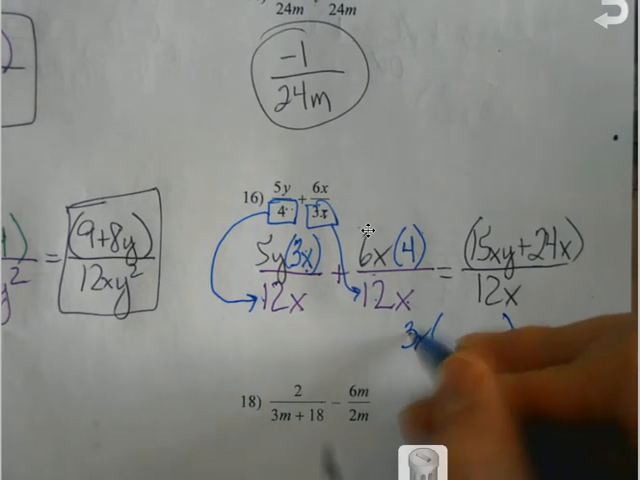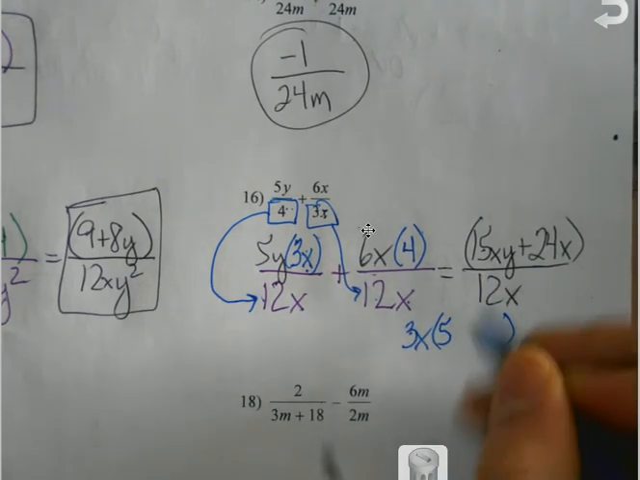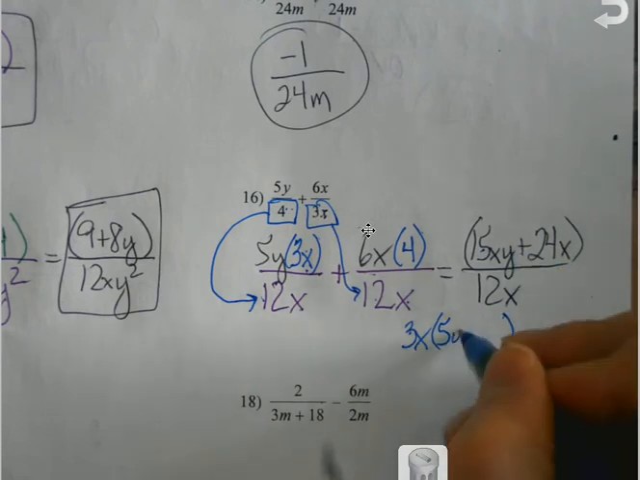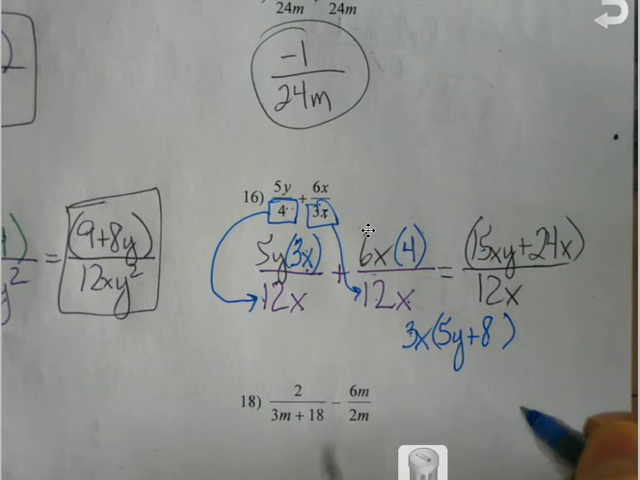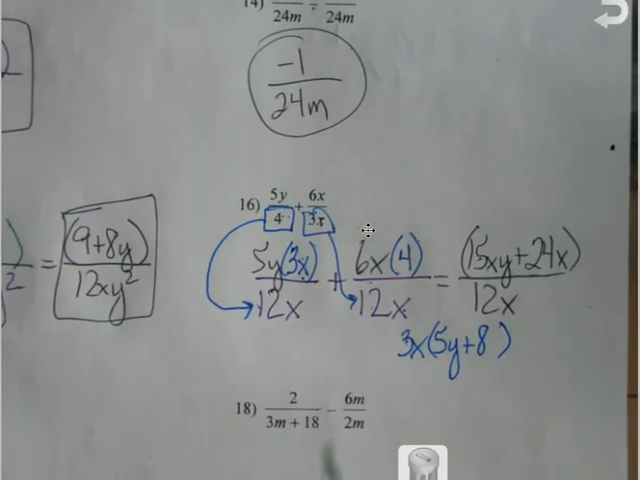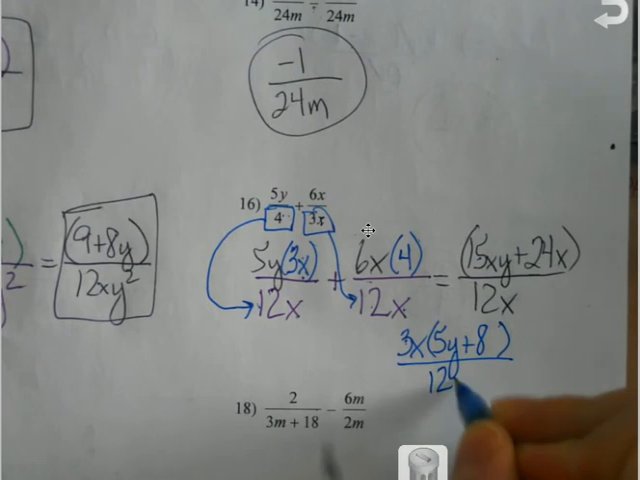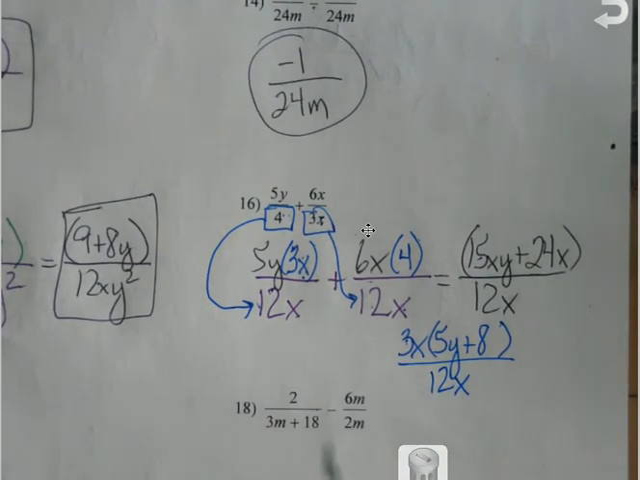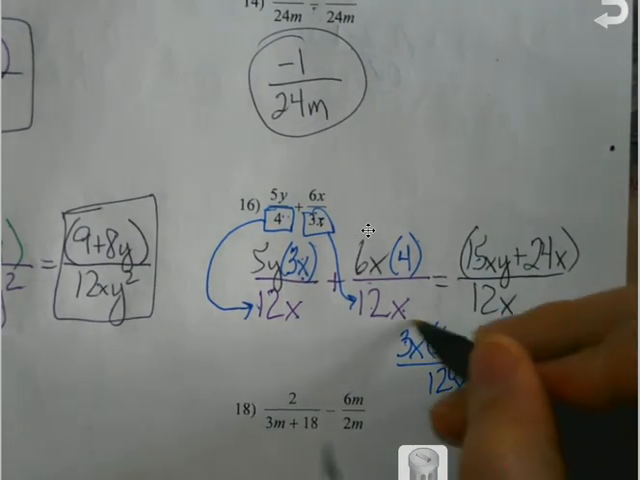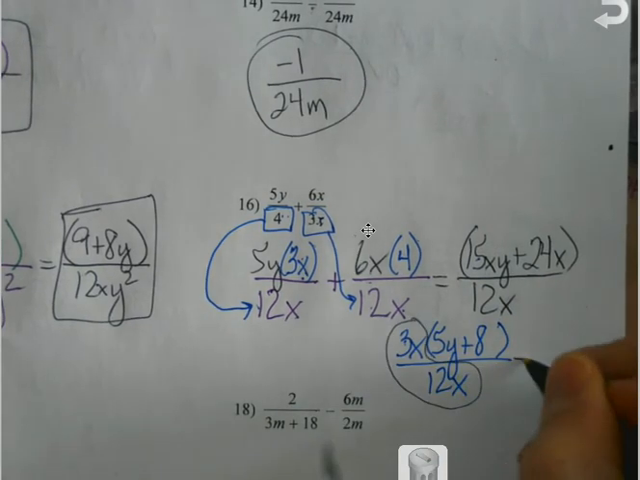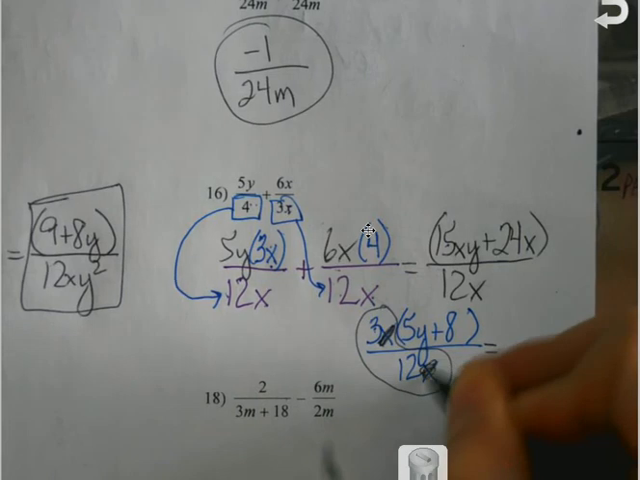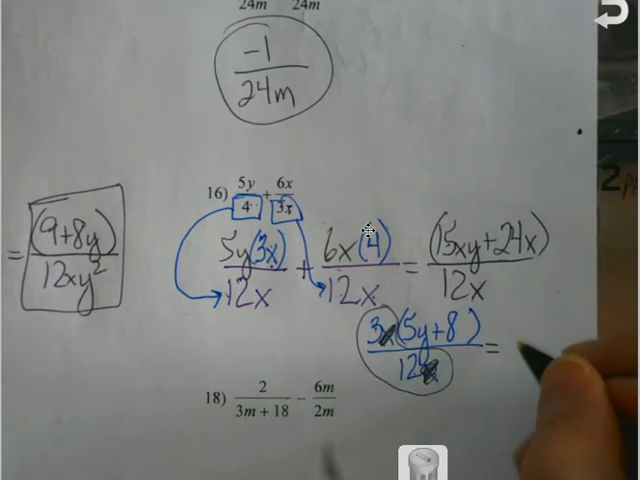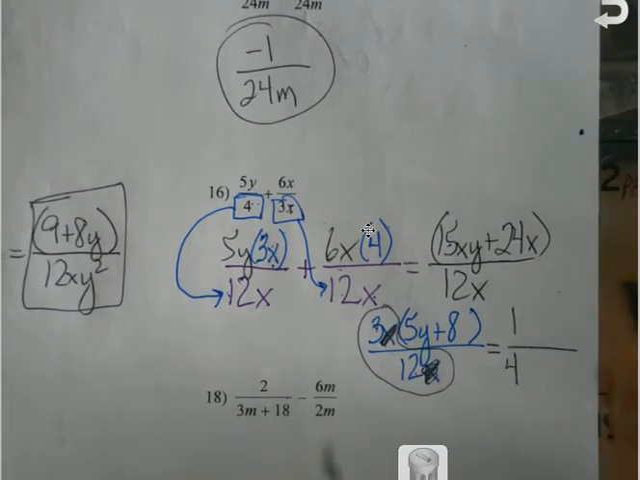I go, okay, 3 times 5 gets me to 15. I've already got the x, so I need a y. And then 3 times 8 is 24. I've already got the x. Ooh. So you're like, okay. But wait. I can't cancel the parentheses, but I look out here. Like, dang. The x's cancel. 3 over 12 is 1 over 4.